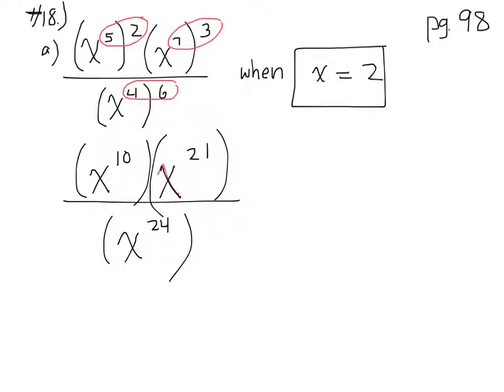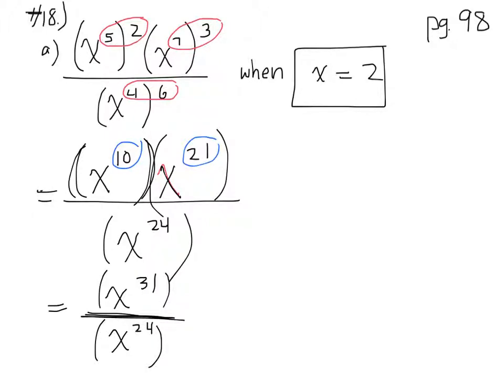Now, once you've simplified your power of a power, what's the next step? Because we're multiplying the powers, we add the exponents. What's 10 plus 21? Oh, that's where I went wrong. Thanks a lot, Misha. X to the power of 31, and the denominator, can I simplify that? No. It's already simplified. X to the power of 24.